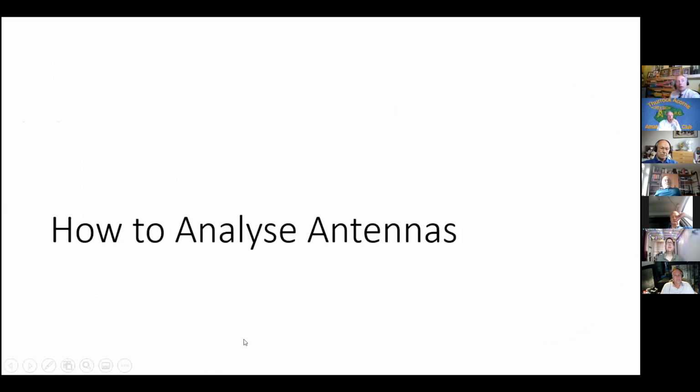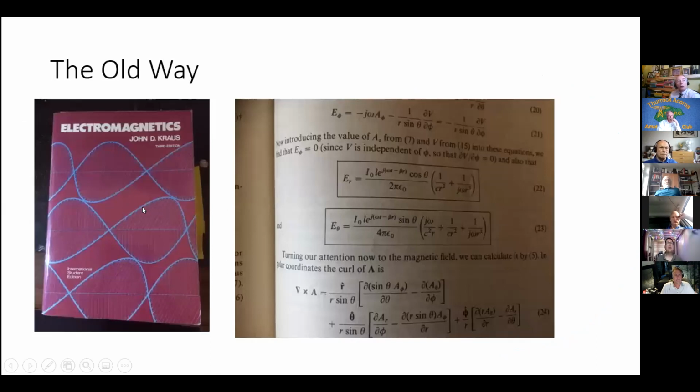So how do we analyze antennas properly? There are three ways of doing it. The way I was taught at university involves the equations of Maxwell and more mathematics than I ever enjoyed. I passed an exam in this about 30 years ago, and I haven't done it since.